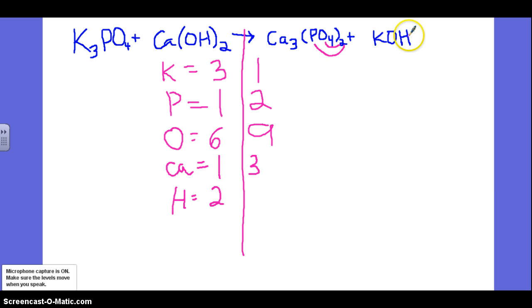And finally, on the right side, there's only 1 hydrogen. So everything is messed up, and you have to just pick something and go with it. So let's just pick the potassium since it's first. And let's use a 3 in front of the potassium hydroxide.